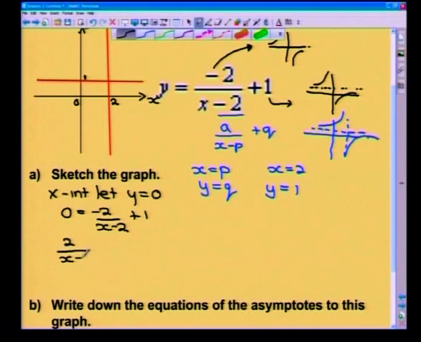So we bring this over, and we have it equal to 1. Now remember, we're trying to solve, so we need to times by the LCM, which in this case is x minus 2, so it's going to become 2 equals 1 times x minus 2. And therefore, x minus 2 equals 2, which means x equals 4. So I know that at 4, I have an x-intercept.